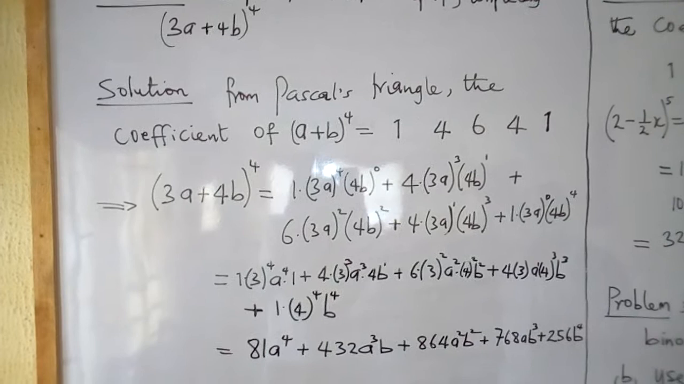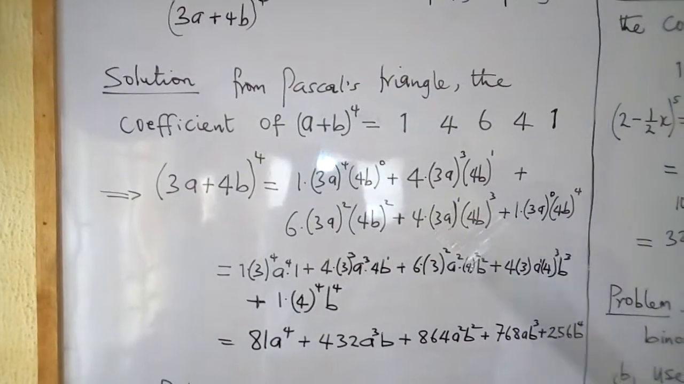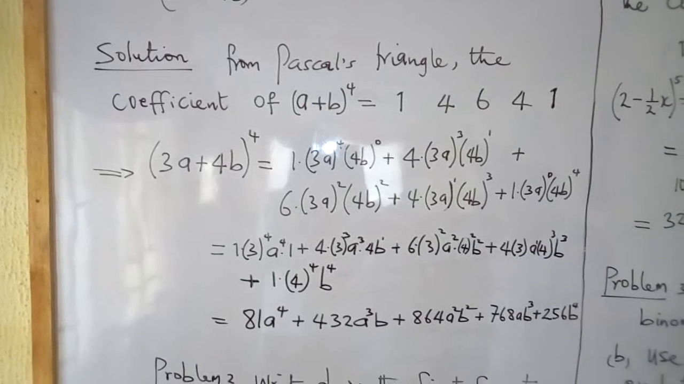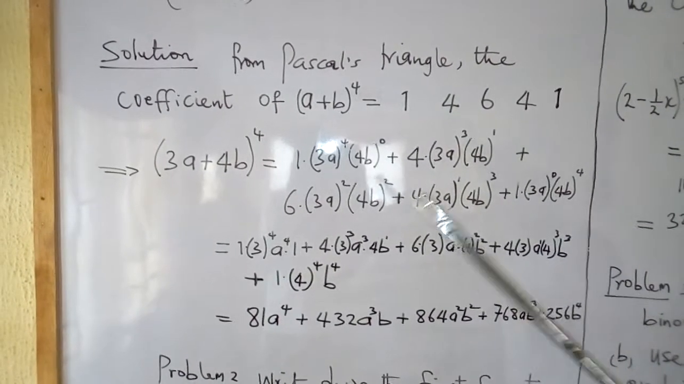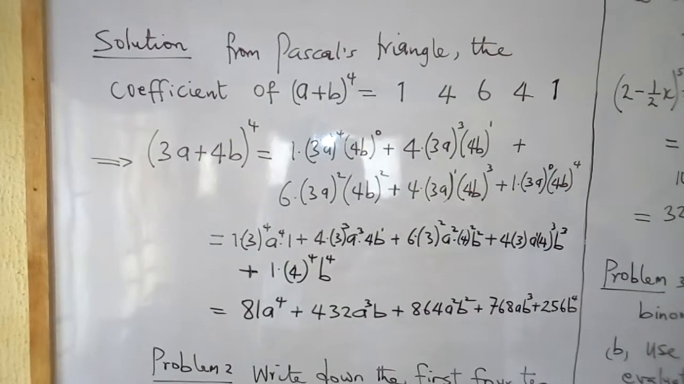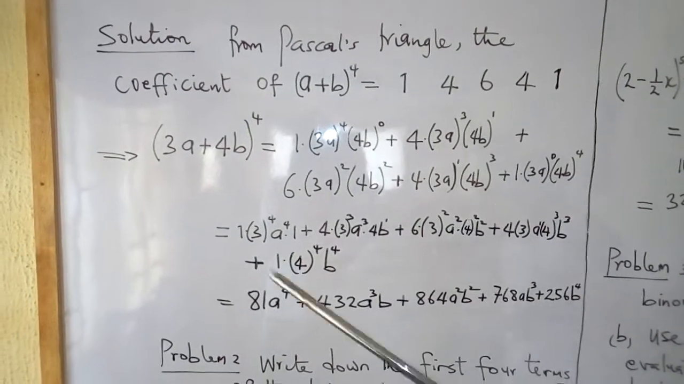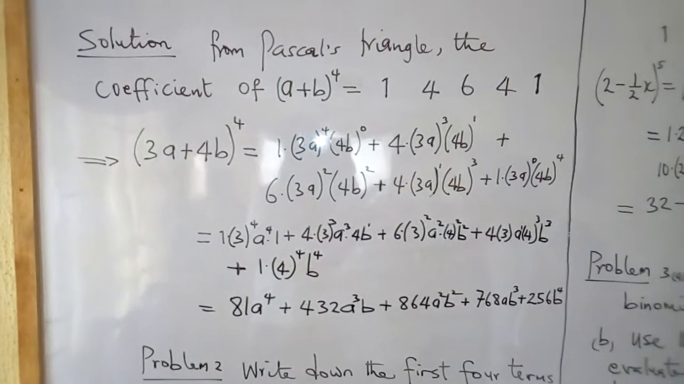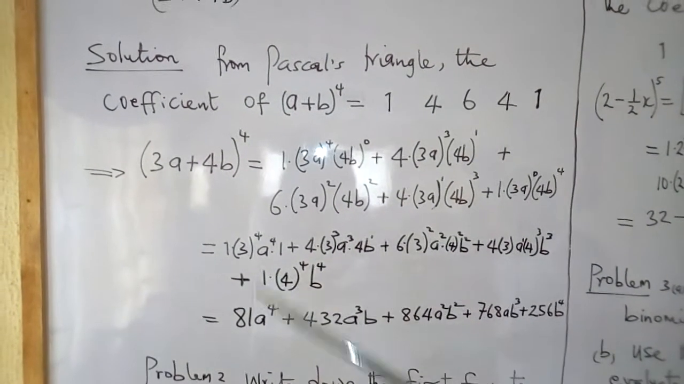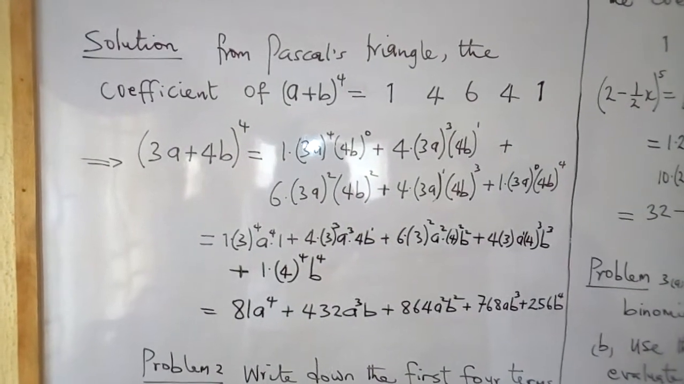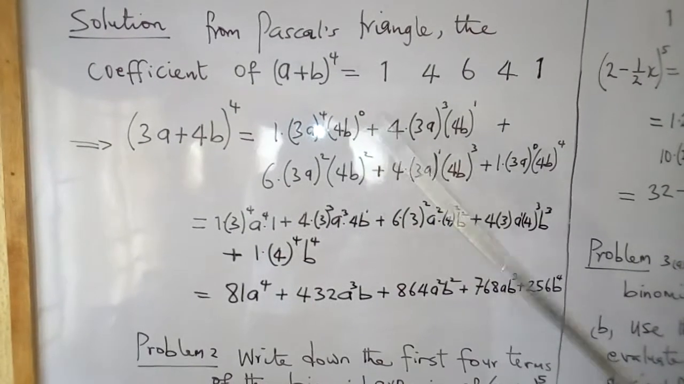We first of all look at the coefficient. The first coefficient there is 1. Like I said earlier, the first term is decreasing from n to 0, and the second term is increasing from 0 to n. n here is 4. So you now have 1 times (3a) raised to power 4 times (4b) raised to power 0.